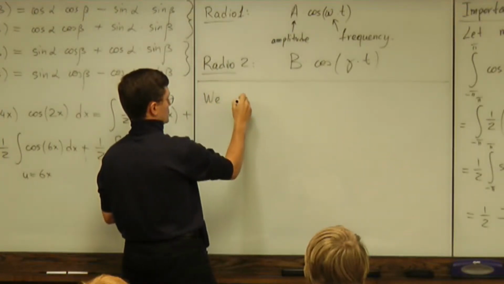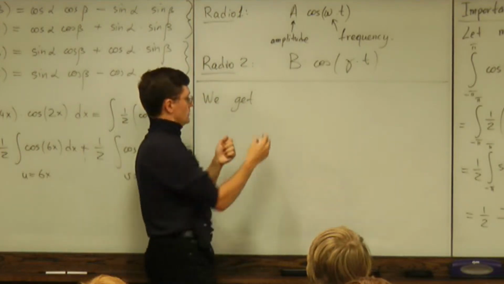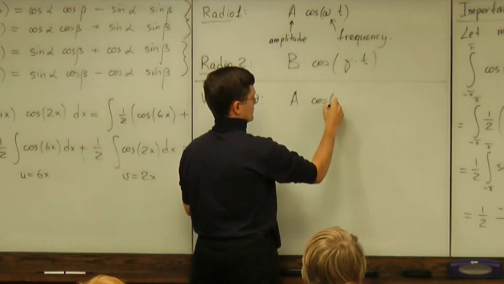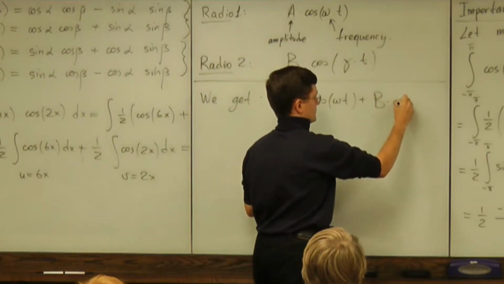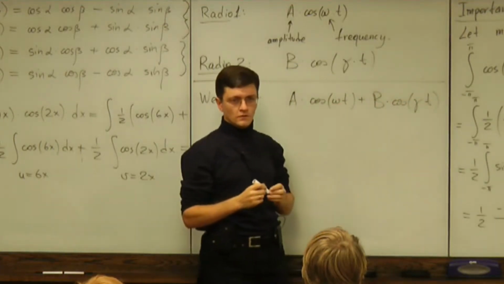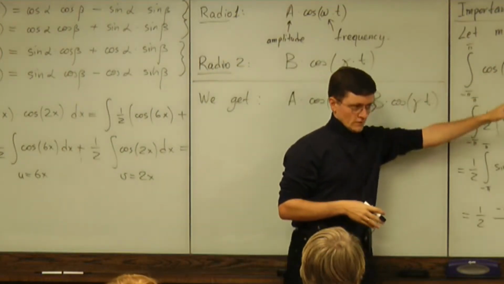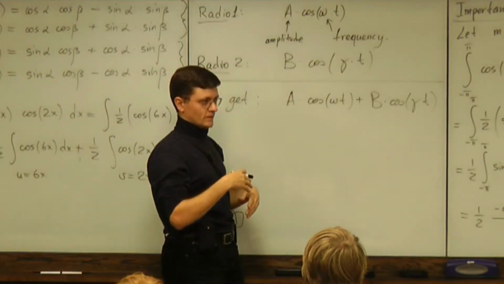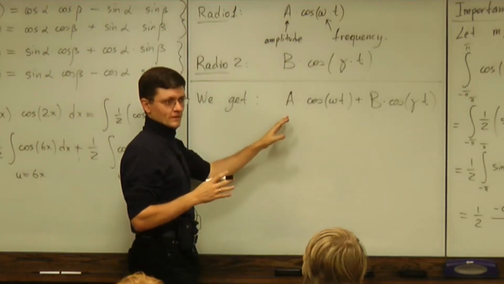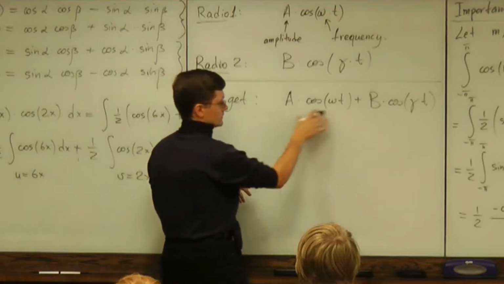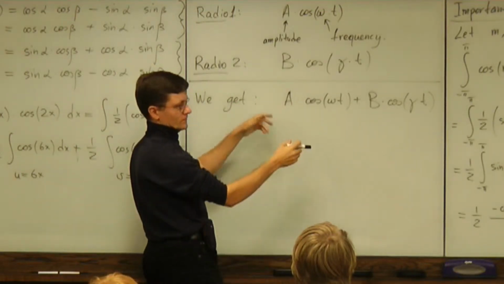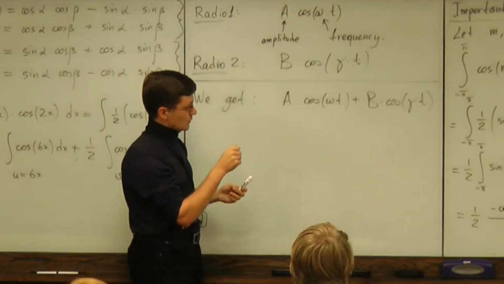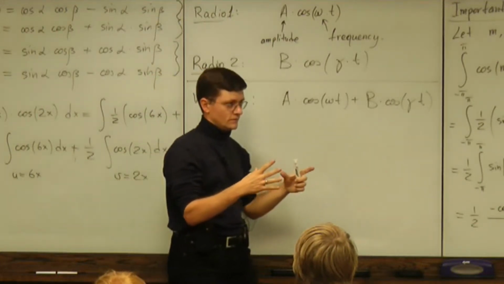So, what we get right here at this moment is the signal, which is the sum of these two. A times cosine of omega t plus b times cosine of gamma t. And of course, in reality, it will be sum of all the radio stations, right? Plus sum of all the waves coming from the sun, from the stars, from all kind of things, right? So all the mess is going through us. So let's look at this simple case. We have two radio stations. I add the signals.